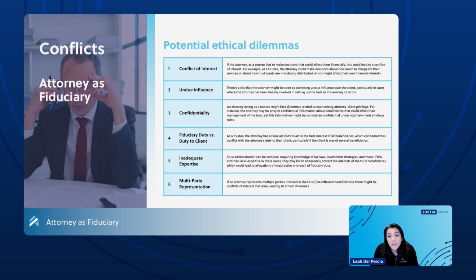One, if the attorney as trustee has to make decisions that could affect them financially, this could lead to a conflict of interest. For example, as a trustee, the attorney could make decisions about how much to charge for their services if they hire themselves, or how trust assets are divested, invested, and distributed, which might affect their own financial interests. Keeping the trust ongoing, if you're the hired fiduciary, means you're making a trustee commission every year. That's affecting your personal financial interests.